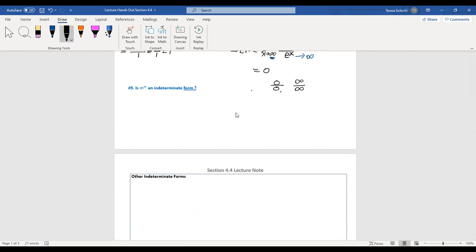Okay, so let's first take a look. Infinity to the power infinity, is this indeterminate or determinate? For this one, infinity to the infinity power, where are you getting to? Infinity to the infinity power is determinate. This is going to be infinity, right? So this is determinate.